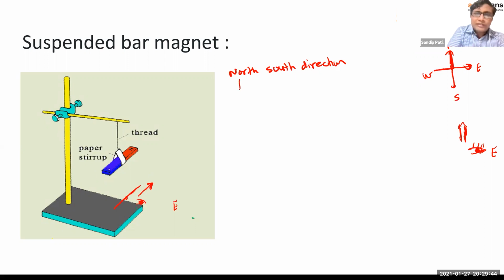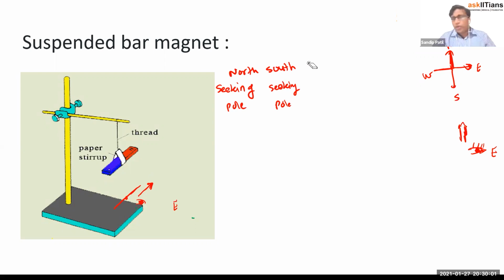So the north pole is actually called the north seeking pole, and the opposite pole is called the south seeking pole. Okay? And that's why we can name them as the north pole as well as the south pole, right? So did you understand this experiment? If you do have some time, you can try to do that.